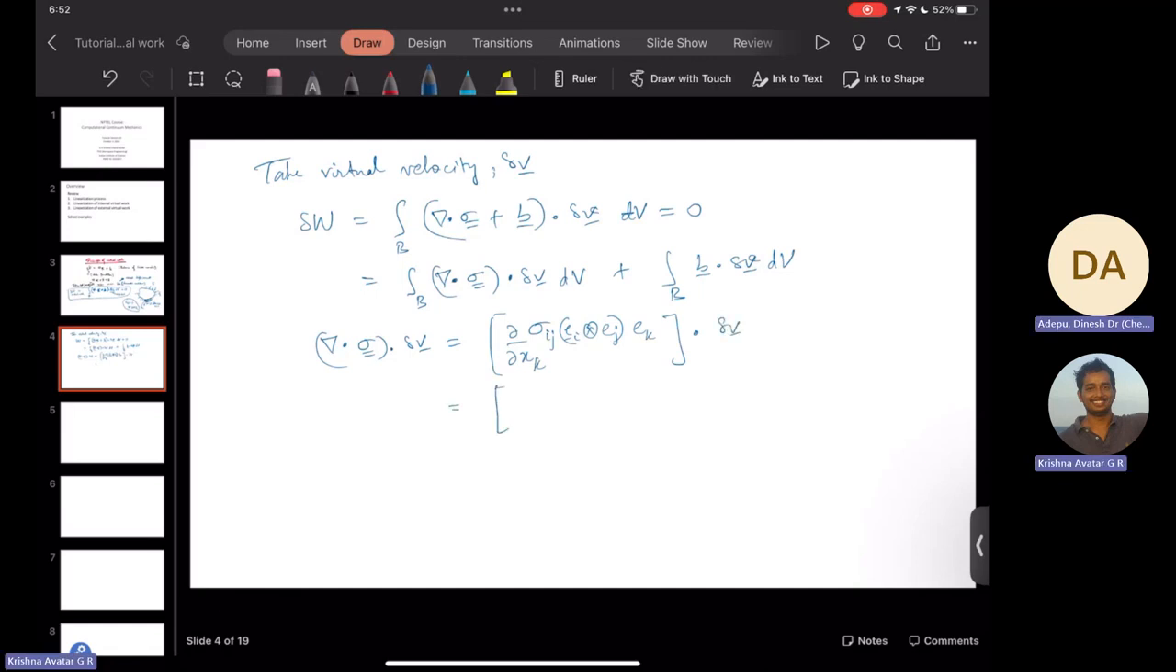And then what we have here is, delta v is a vector, or is that what? Yeah, it's a vector. It has to be a vector, because you're getting a scalar component out.